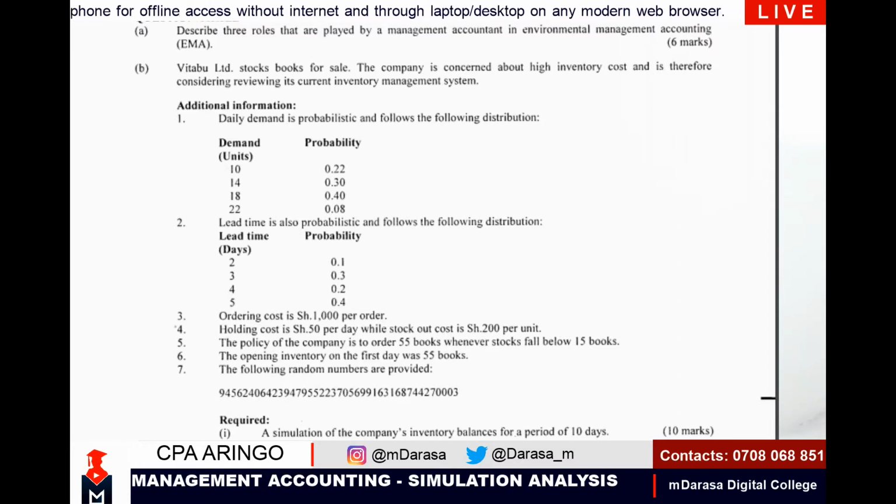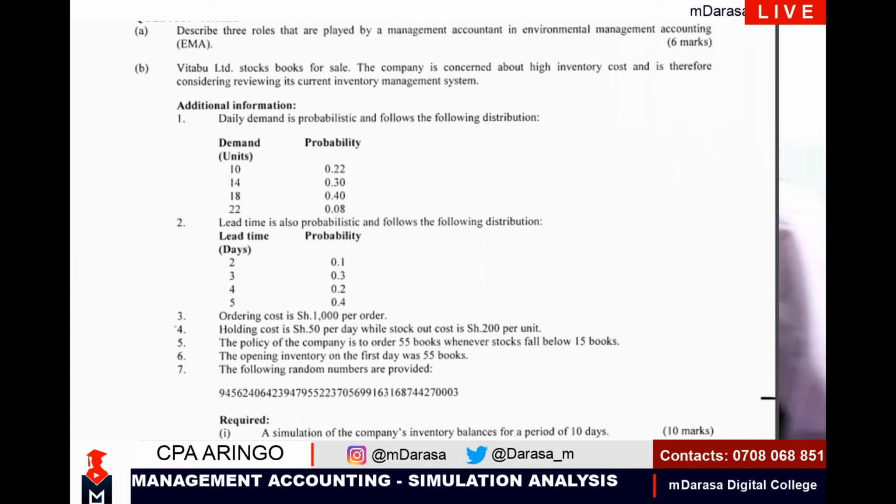Probabilities given, my good student. If you can see the probabilities given, we had 0.22, 0.30, 0.40, and 0.08. I've shared the question there with you so that we use it together. Then come to note number 2.